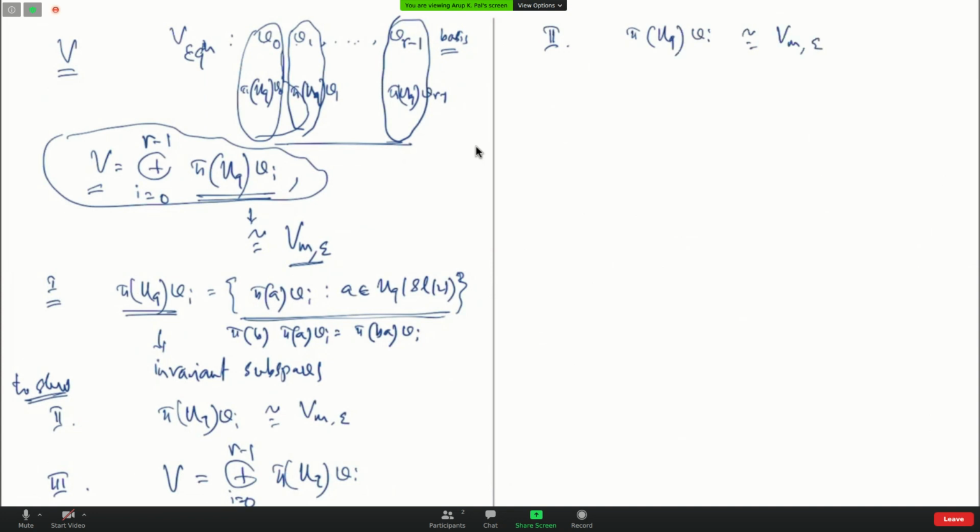So for this, what you have to do, you just need to define Vij to be pi y^j Vi.